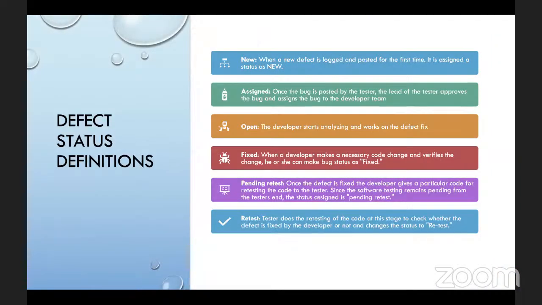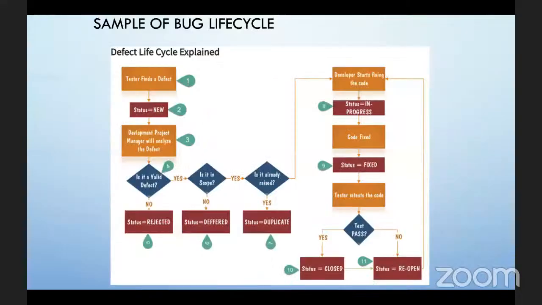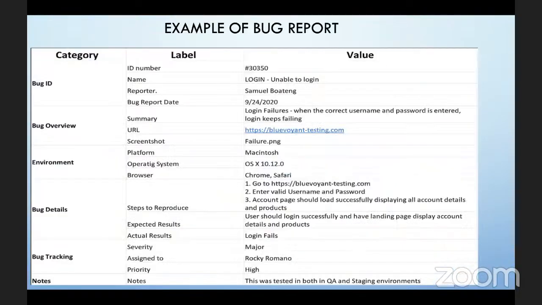So pretty much the definitions, this is what I've just talked about: new, assign, open, fix, pending test, and then retest. These are all the things that I've just called out right now. Same thing. So this is another sample of a bug life cycle that a bug will typically go through. I want to get to this real quick, and then I will take the requirement clarification.